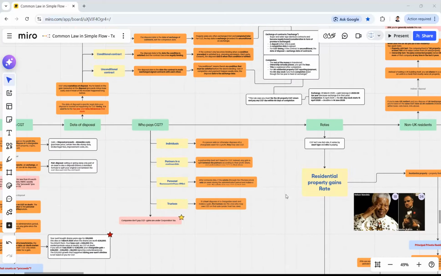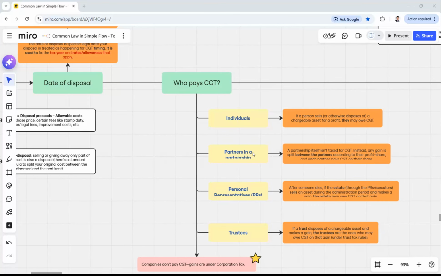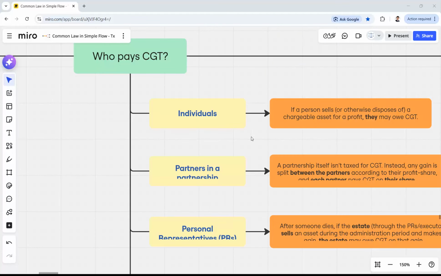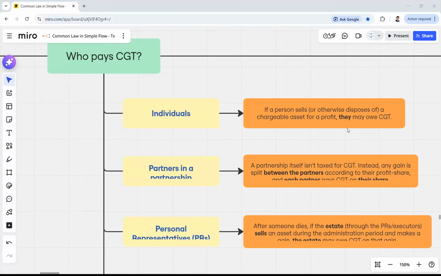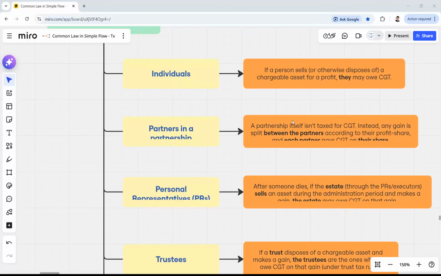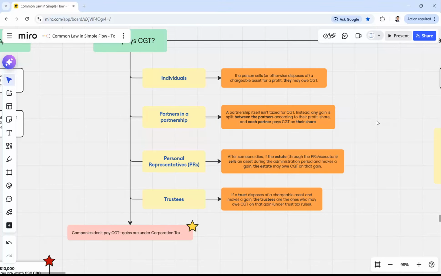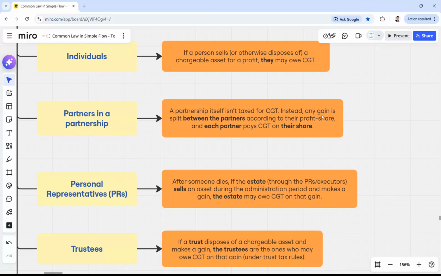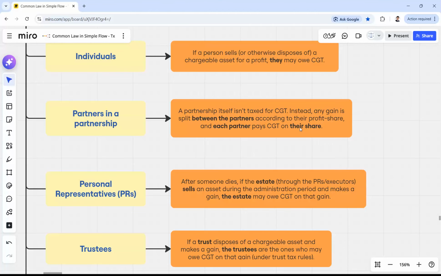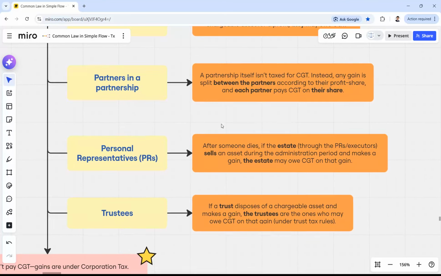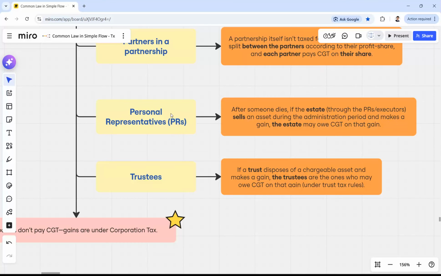Okay, great. Who pays CGT? Individuals. If a person sells or otherwise disposes of a chargeable asset for a profit, they may owe CGT. Partners in a partnership, personal representatives, and trustees. A partnership itself isn't taxed for CGT. Instead, any gain is split between the partners according to their profit shares, and each partner pays capital gains tax on their share. We know that the partnership doesn't pay tax.